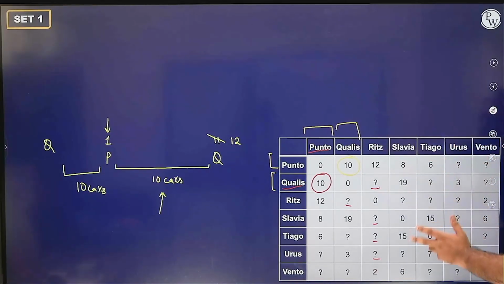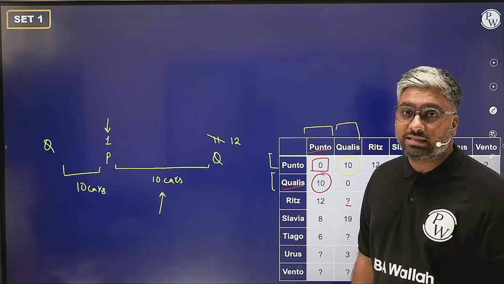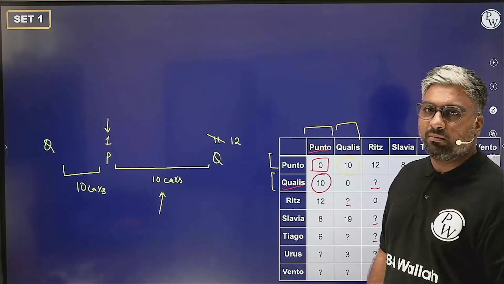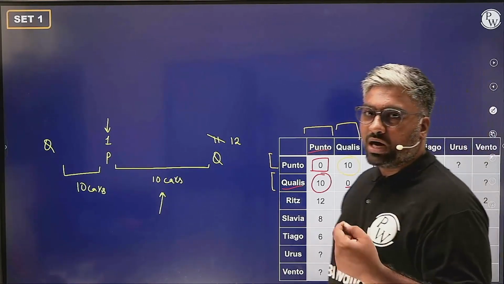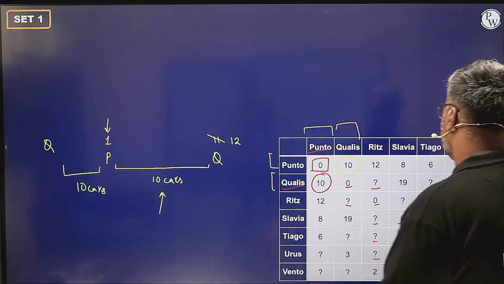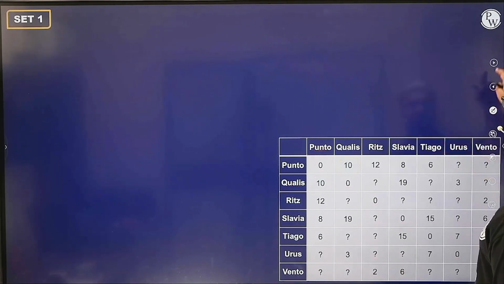We see some zeros. What does it mean? Between Punto and Punto there are 0 cars. Obviously that makes sense because Punto and Punto are the same car. Another thing we notice is we do not see any other zeros apart from these 0, 0, 0, 0, 0, 0. We don't see any other zeros here. It could mean that there may not be 2 cars next to each other, but we can't guess that because we see some question marks as well. That being said, let's get on.